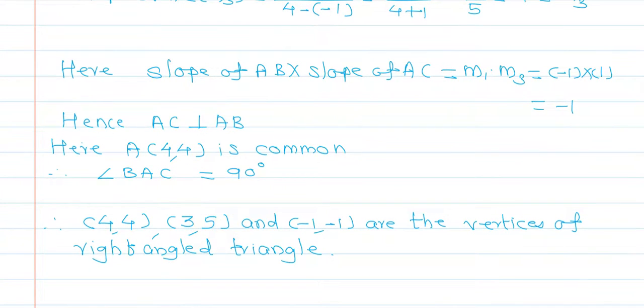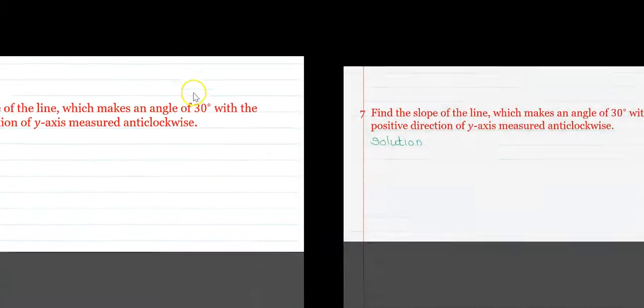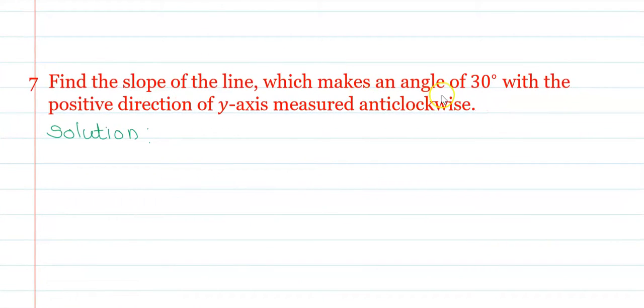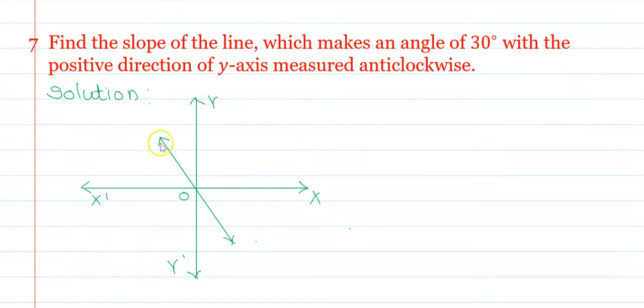Now the next problem. Find the slope of the line which makes an angle of 30 degrees with the positive direction of the y-axis, measured anti-clockwise. Now see this figure. This is the line L. It makes an angle of 30 degrees with the positive direction of the y-axis. We want to find the slope of this line L. Here is 30 degrees, and what about the measure of this angle? It is 90 degrees.